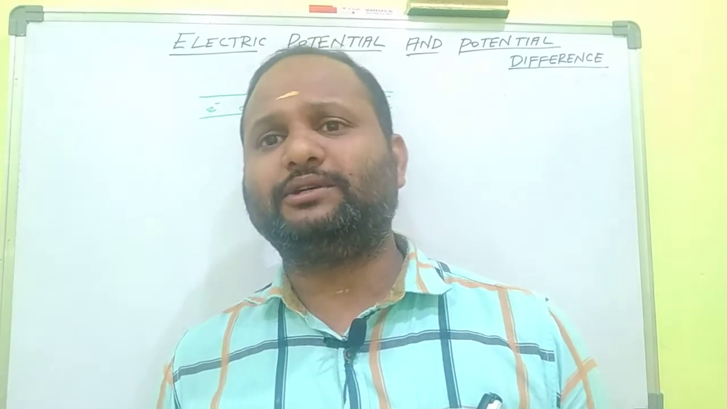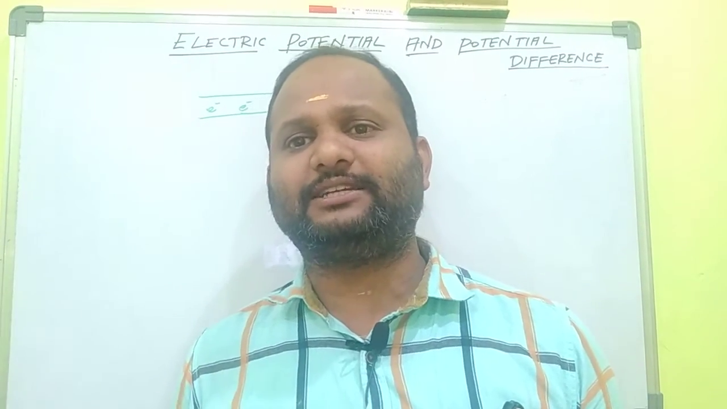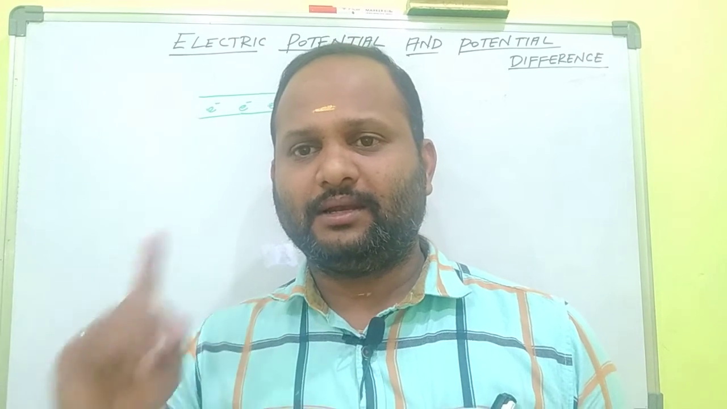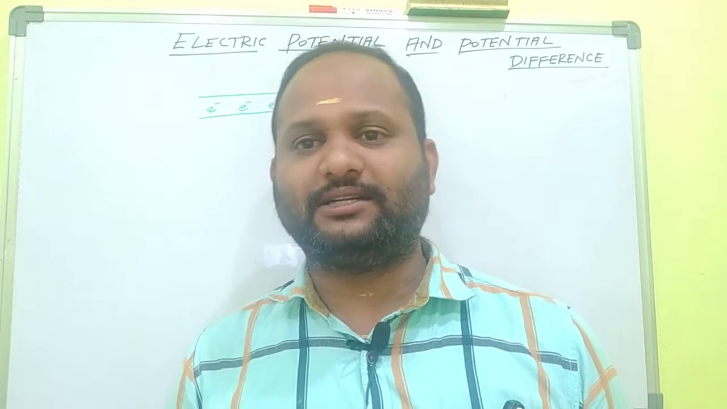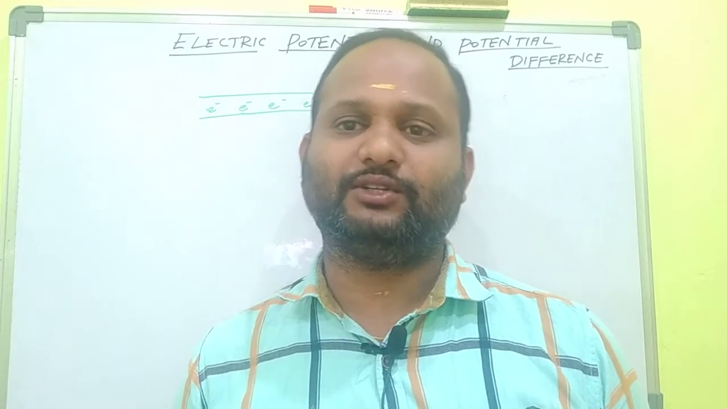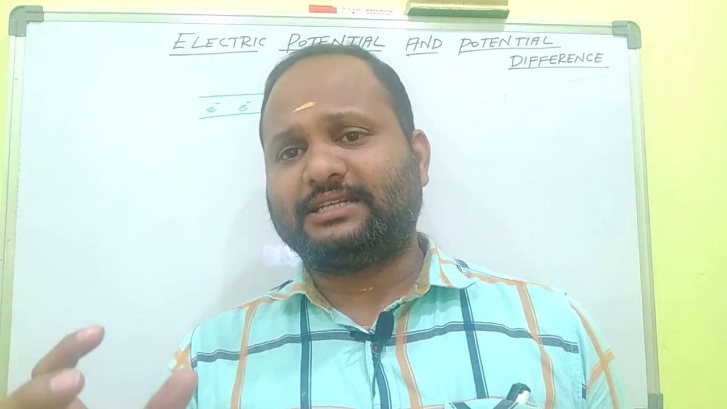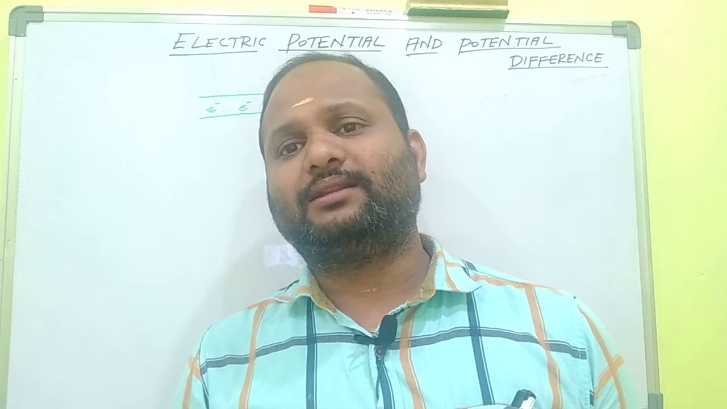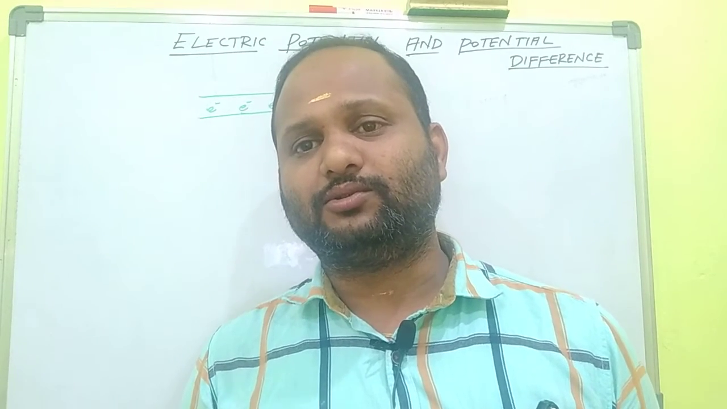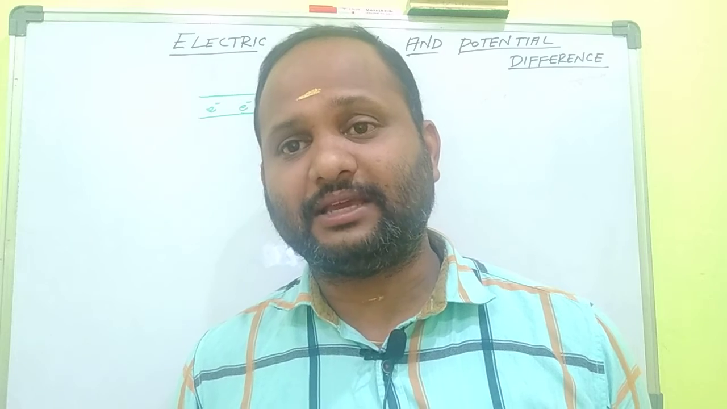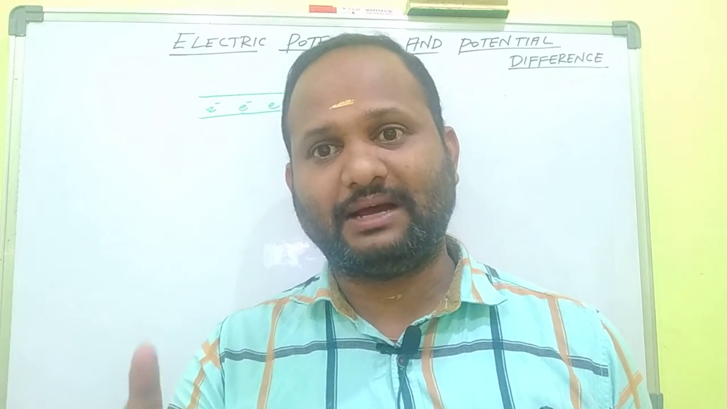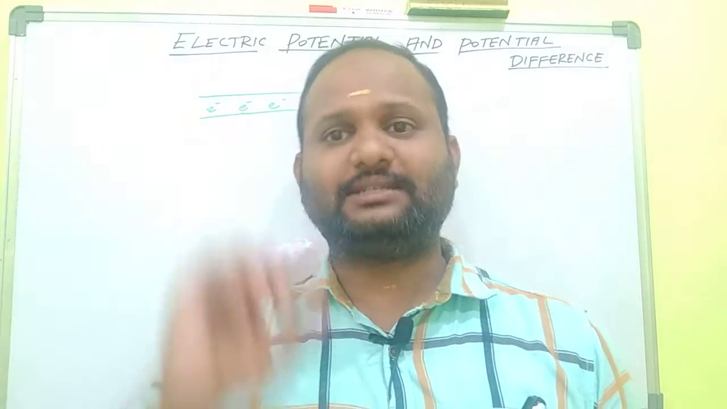In this class we are going to discuss electric potential and electric potential difference. Last class we discussed electric current, that means the rate of flow of charges, which we know very well. If we want to create electric current in a wire, the electrons are set into motion. Who is responsible for setting electrons into motion? That is the battery or cell, which we discussed in the last class.